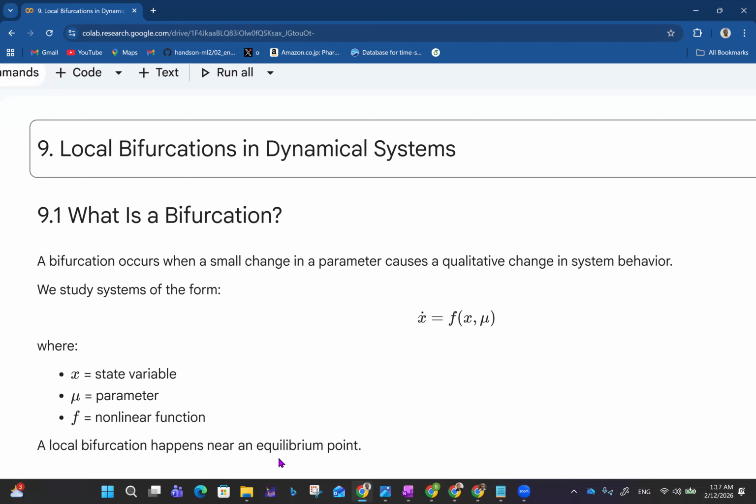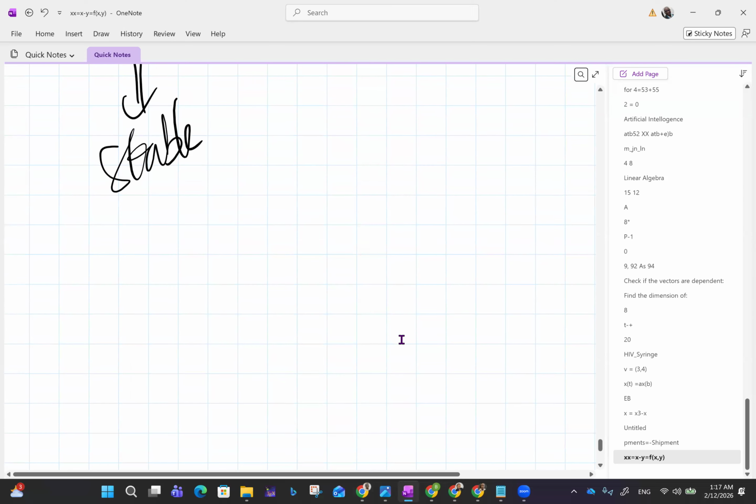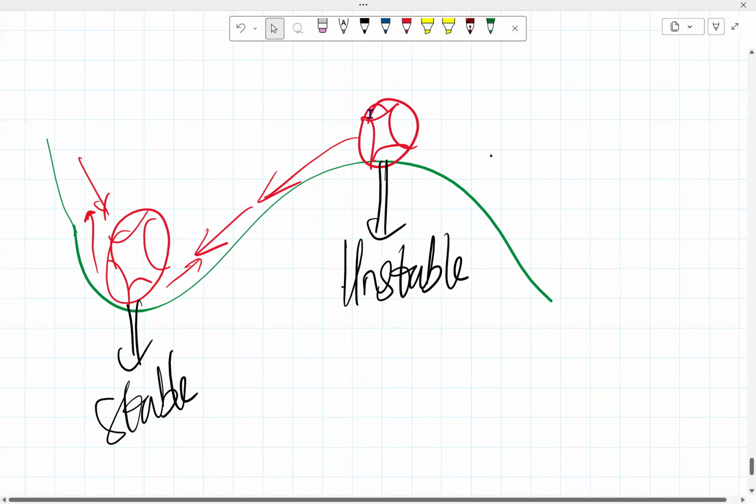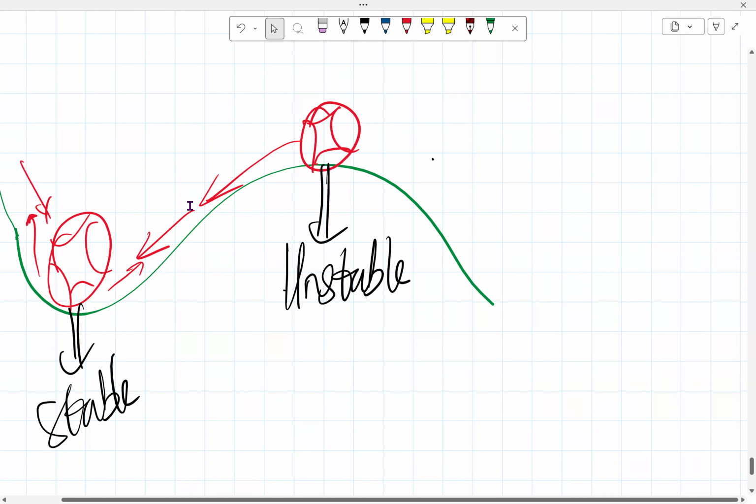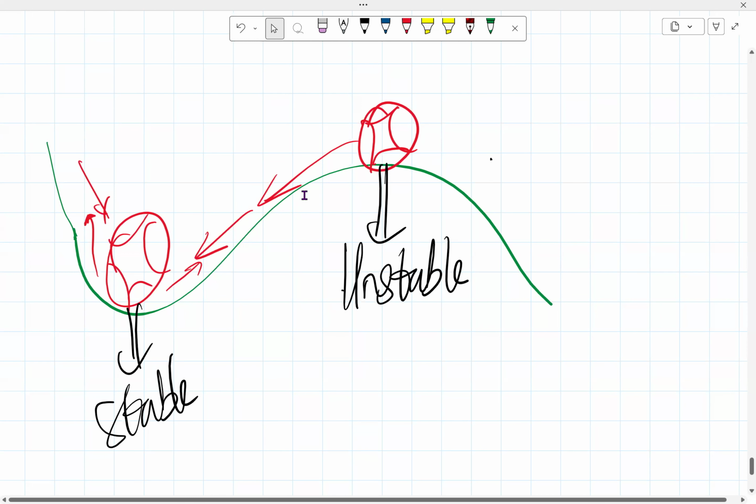Okay, so a local bifurcation happens near an equilibrium point. In the last video, I tried to explain the idea of equilibrium using a ball on a hill. If you have a ball right here, all you need is to push it just a little bit, a little push to the right or to the left. If you push it forward, it comes into this kind of valley, if you like. And so that little push causes it to change position. But while in this other place, if you push it up a little bit, it will definitely come back down. If you push it up this way, it comes back also.